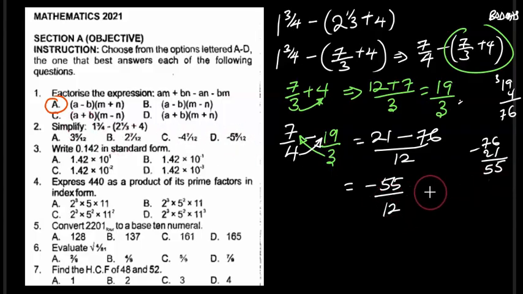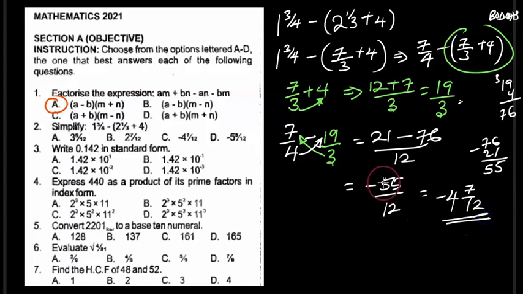So 12 times 4 is 48. Now 12 times 5 is 60. So it's not up to 5. So the closest answer is 4. So this is going to give us minus 4 whole number. Now remember, 4 gave us 48. So 55 minus 48 is going to give us 7. So it's going to become minus 4 whole number, 7 over 12. So this is the answer to this question.